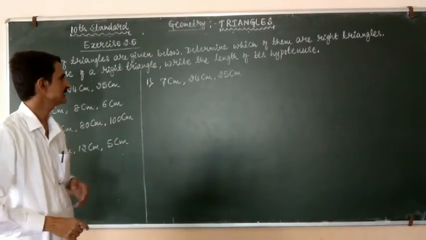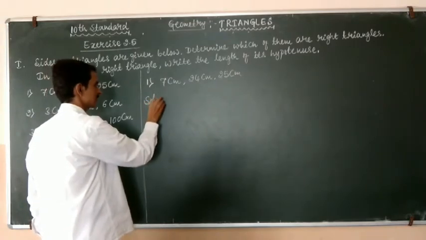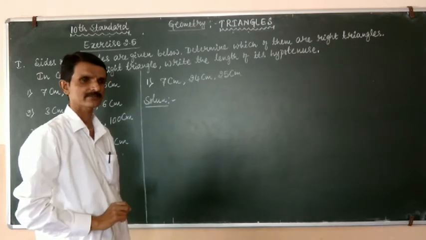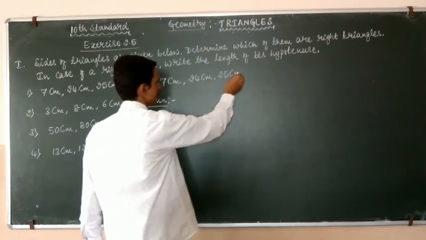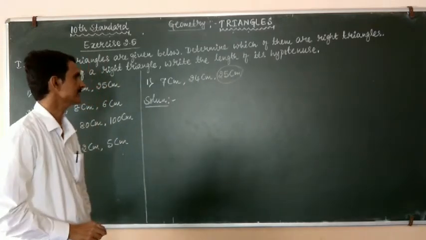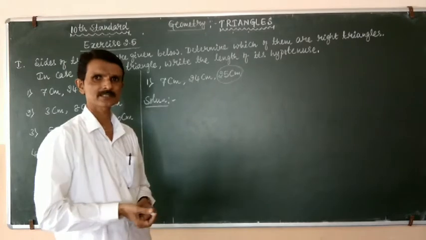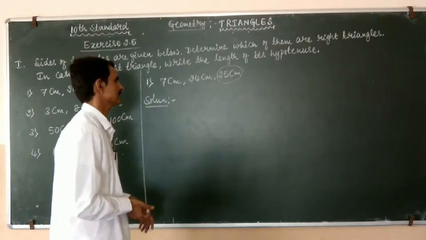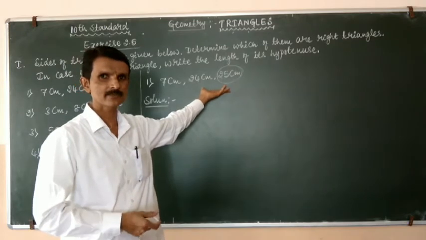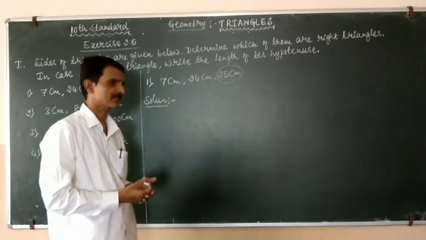Now, if you observe the measurements, which is the largest length of the side of a triangle? Yes, 25 is the largest side of the triangle. So, according to the Pythagoras theorem, the square on the largest side, or the square on the hypotenuse, is equal to the sum of the squares on the other two sides.